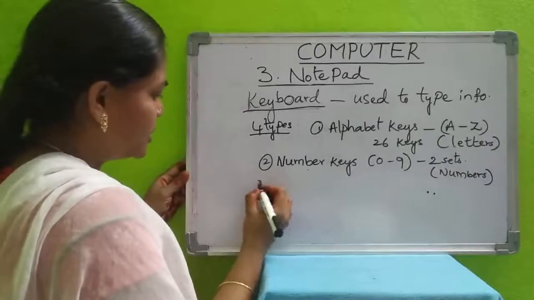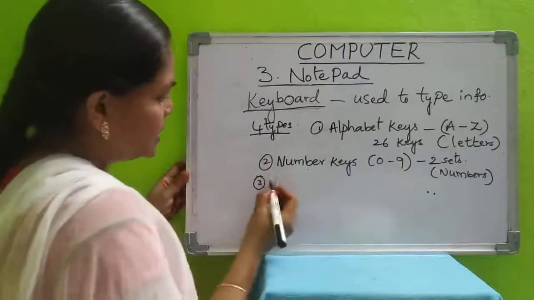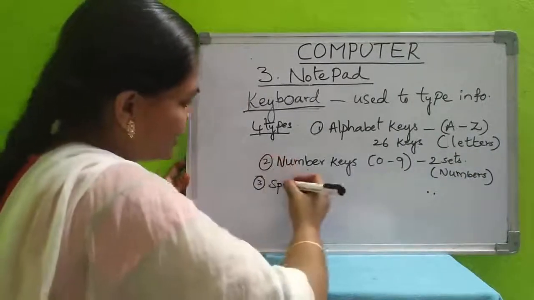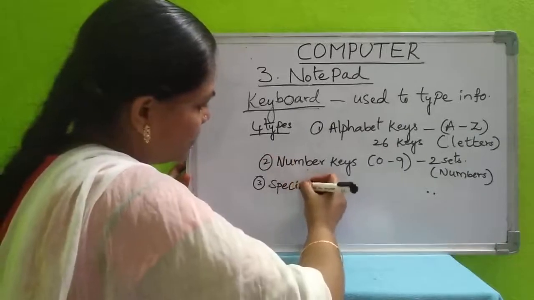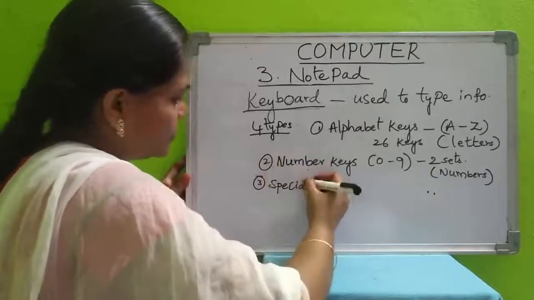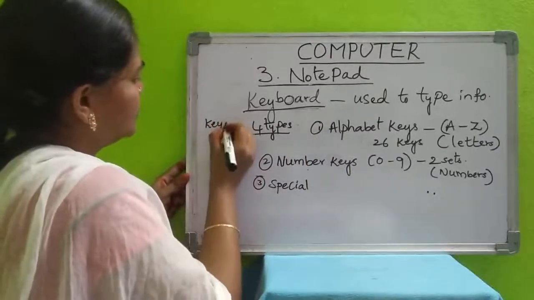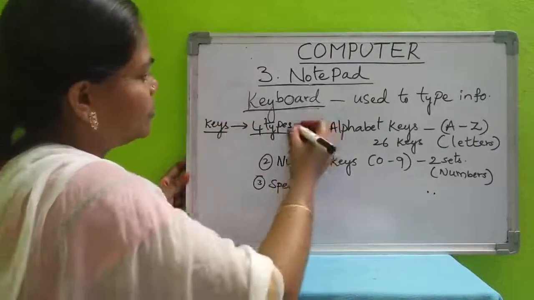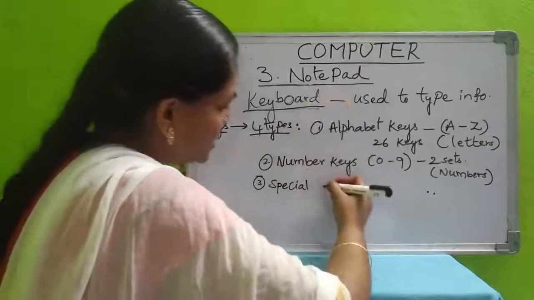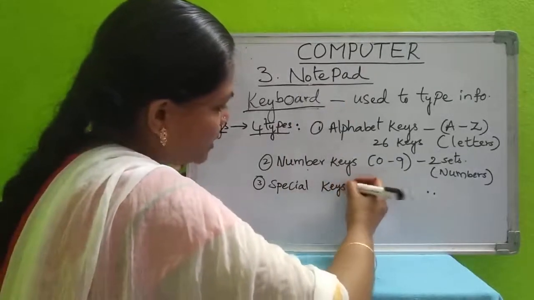Third is special keys, and we can type special characters. Special characters are different and special keys are different. Okay? So we have special keys. So how many types of keys are there? 4 types of keys. Special keys. What are those special keys?